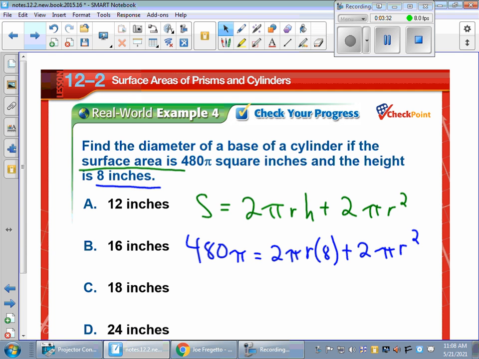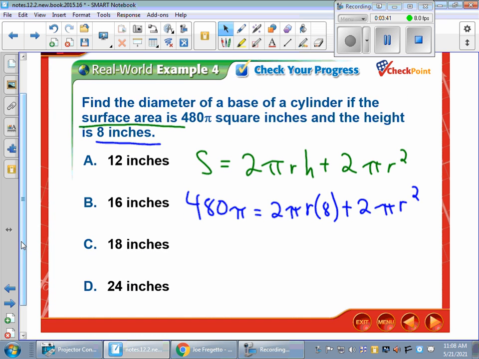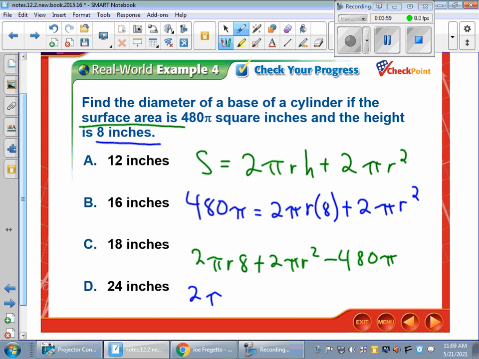What we're going to do here, folks, is progress through and try to get everything on the same side. We're going to work through and get a trinomial. So we have 2 pi r 8 plus 2 pi r squared minus 480 pi. With all that on the same side, let's put it in descending order: 2 pi r squared plus 2 pi r 8 minus 480 pi, and again, this should be equal to 0 now.